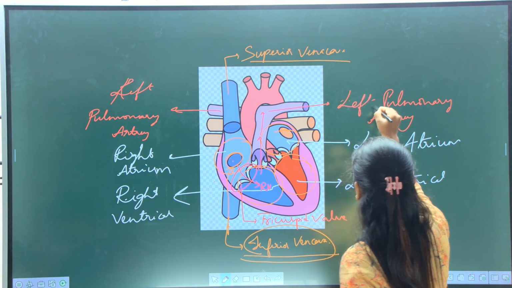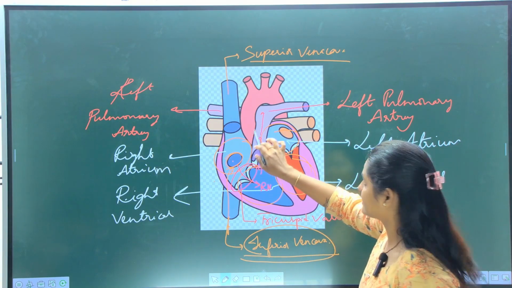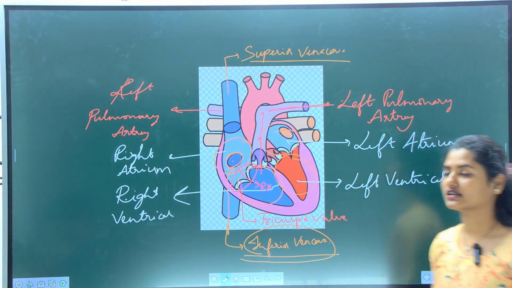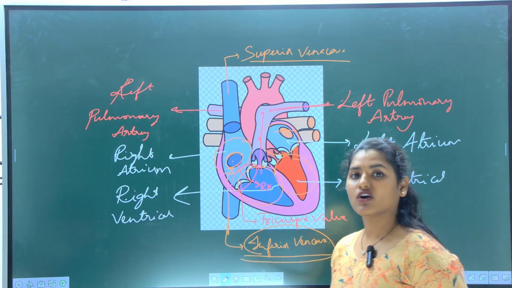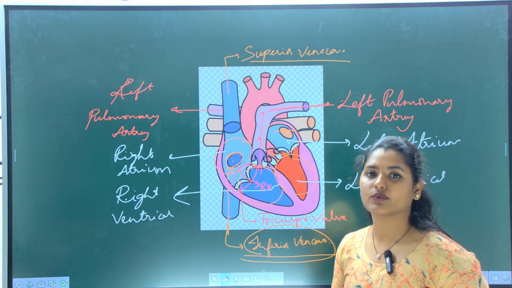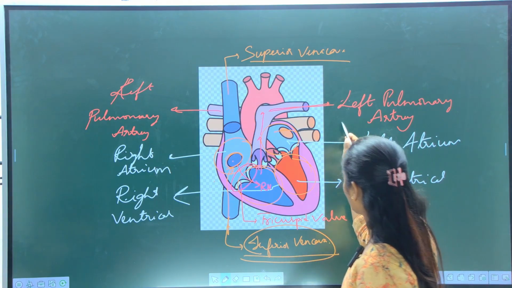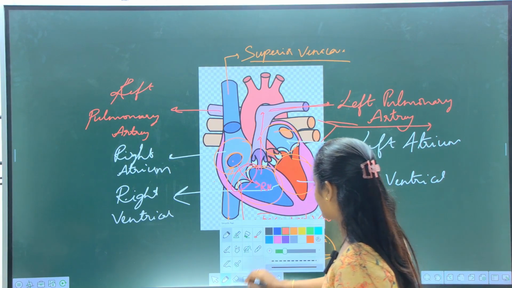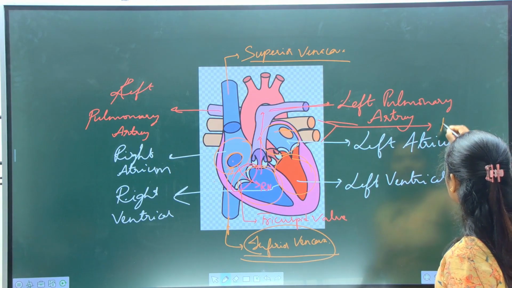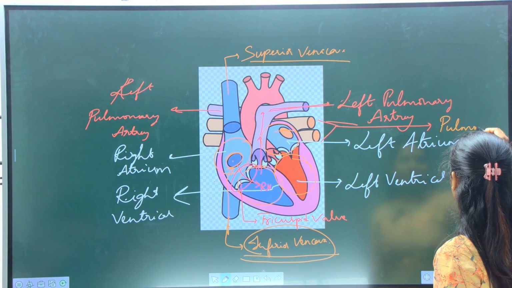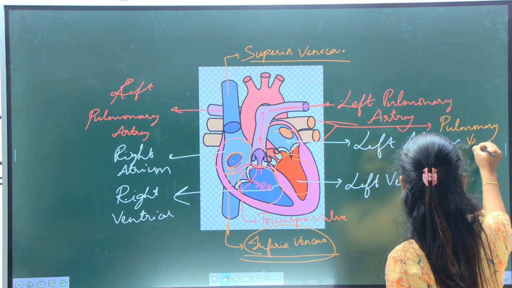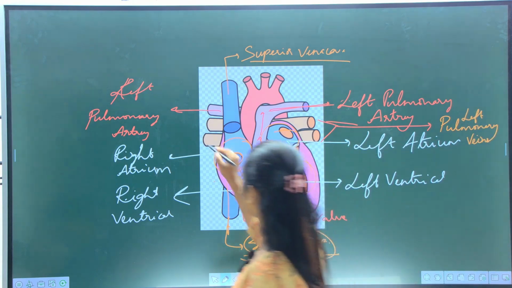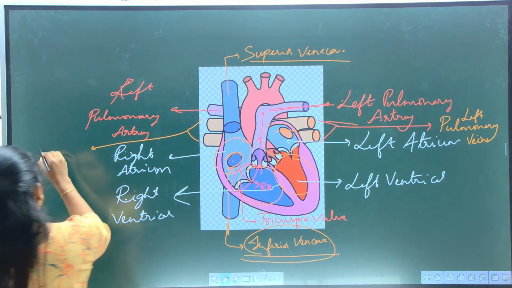Left pulmonary artery. So from here, deoxygenated blood is transferred through the left pulmonary artery and right pulmonary artery to the lungs. And from the lungs, again oxygenated, purified blood comes to the heart with the help of these two veins. These are called pulmonary veins: the left pulmonary veins, and these two are the right pulmonary veins.